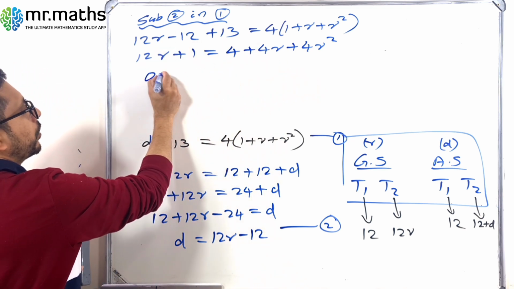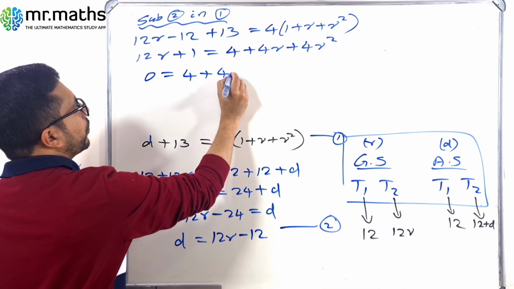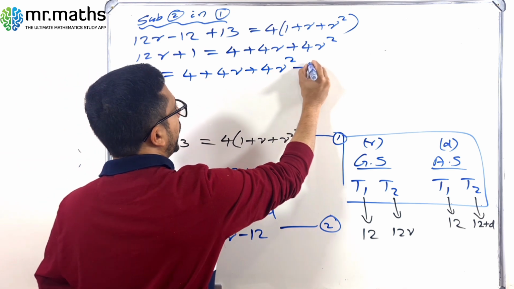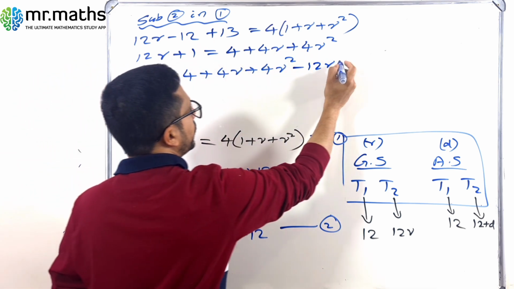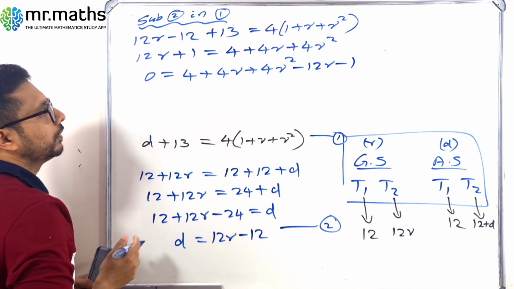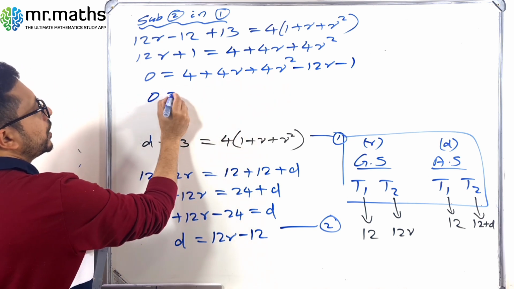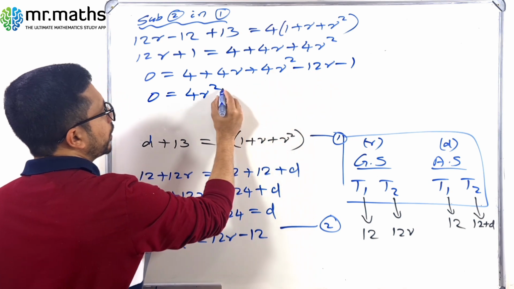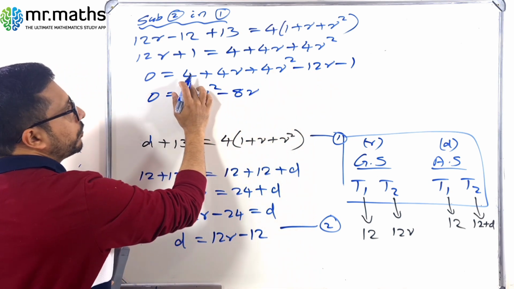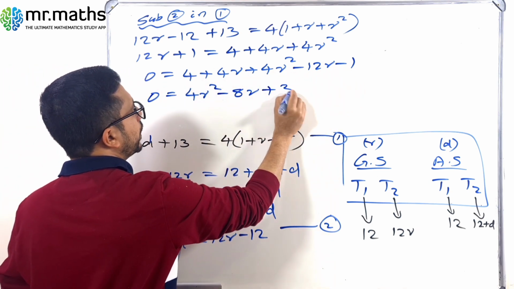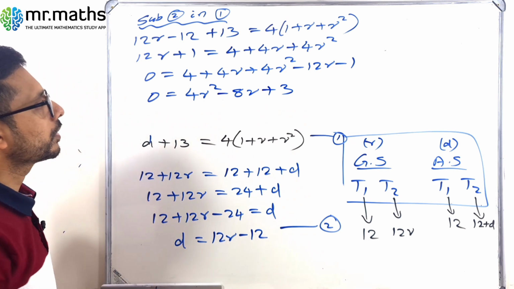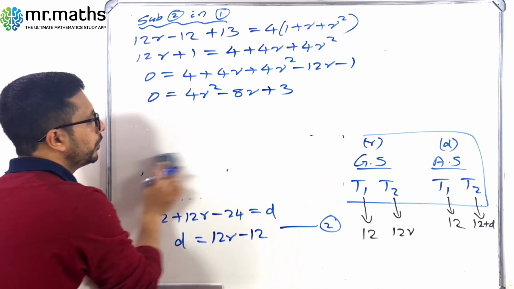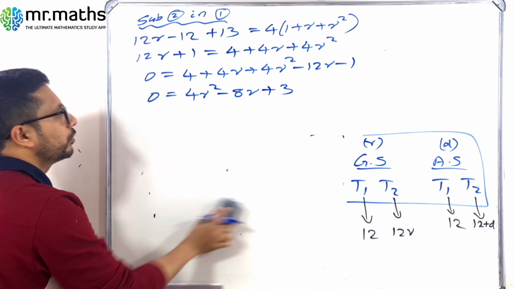So here it is 0, 4 plus 4r plus 4r square. Take this one to this side, so it is minus 12r. Take this plus 1 to this side, minus 1. So here 0 is equal to, let me write it in order, 4r square, 4r minus 12r, that is minus 8r. 4 minus 1, that is 3. So 4r square minus 8r plus 3, that is the equation. Okay, so now we have to find the value of r. We have to factorize that one.